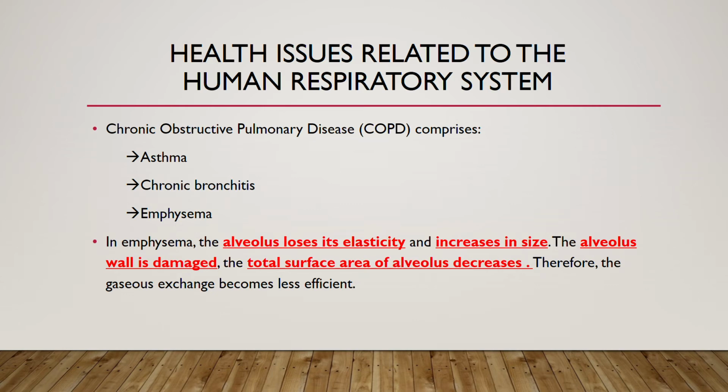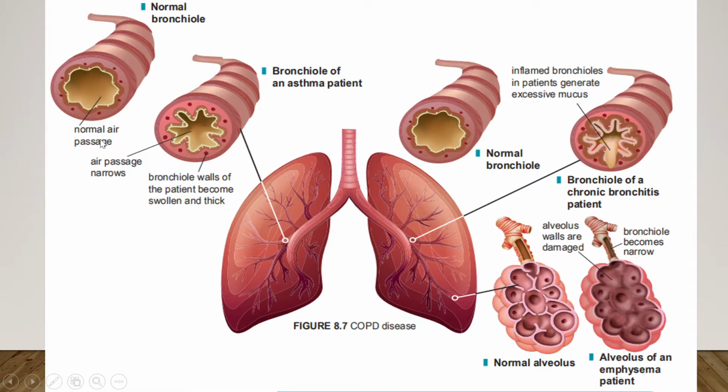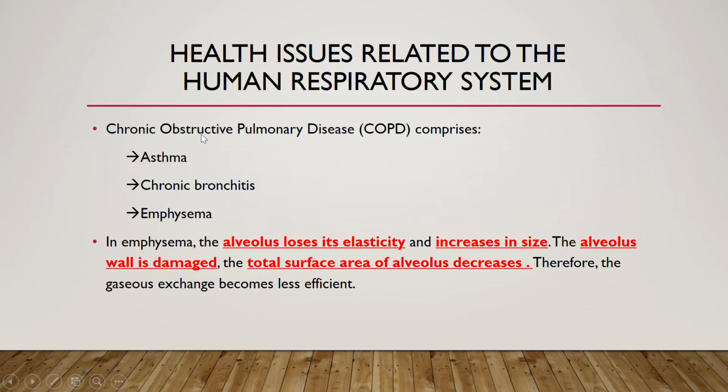Okay, let's continue on to look at the last part of the chapter, that is health issues related to the human respiratory system. So we will be discussing chronic obstructive pulmonary diseases, or COPD. Chronic means long-term, obstructive means obstruct, halang ataupun block. Pulmonary refers to the lungs. And the diseases we'll be looking at are these three: asthma, chronic bronchitis, and also emphysema.